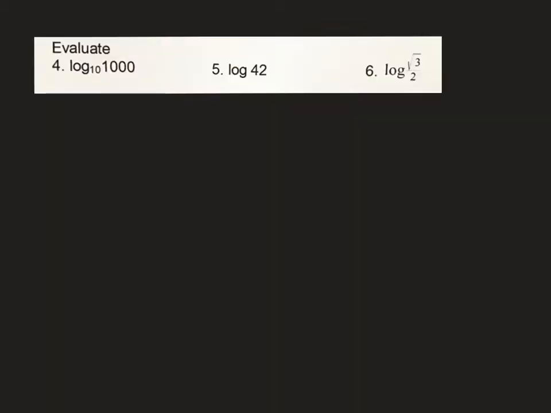So when you're evaluating common logs, you can write them as exponentials and try to solve them. Like we could say, okay, I have a base of 10, so 10 to what power is going to equal 1,000? 10 to the first is 10, 10 to the second is 100, 10 to the third is 1,000. So we would end up getting 3 for that. Or you can also type that into your calculator.